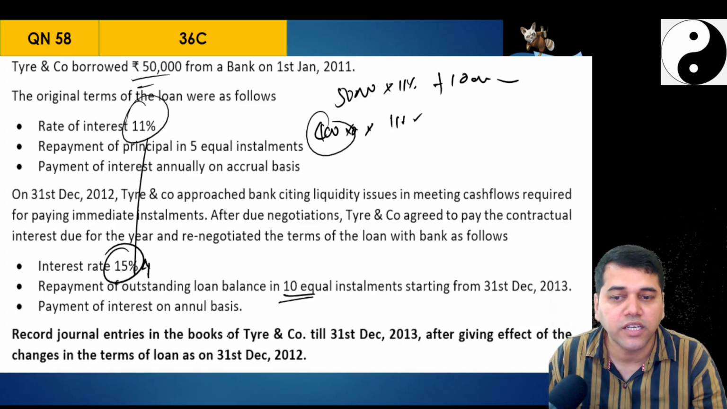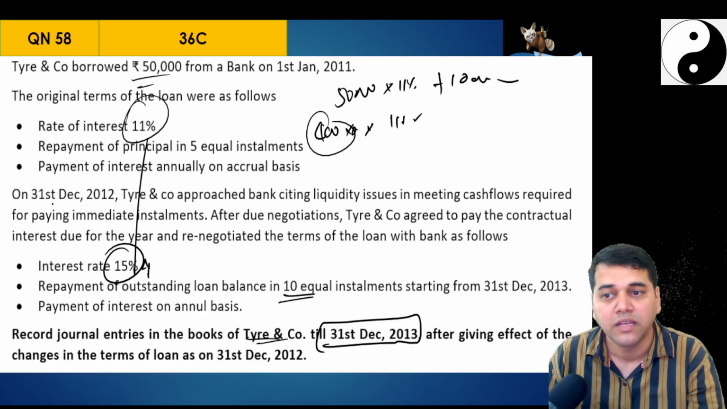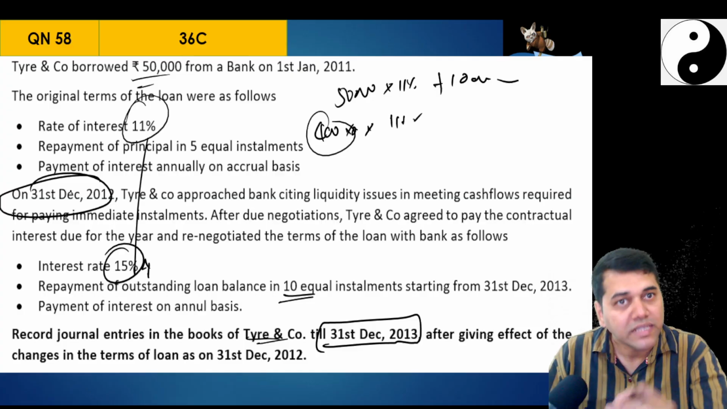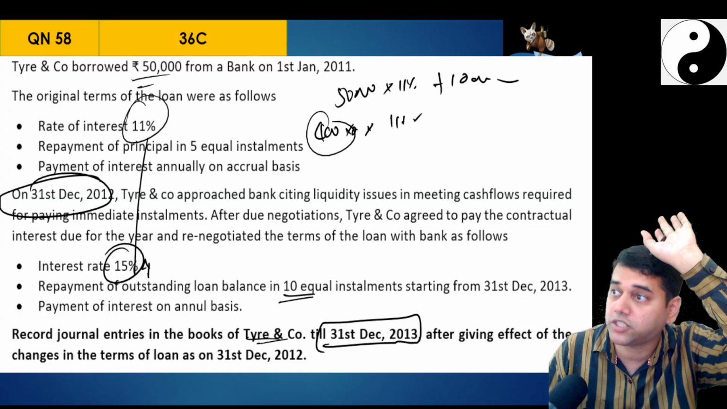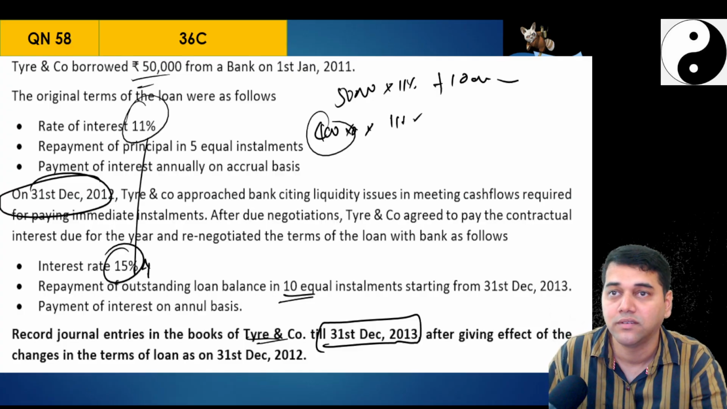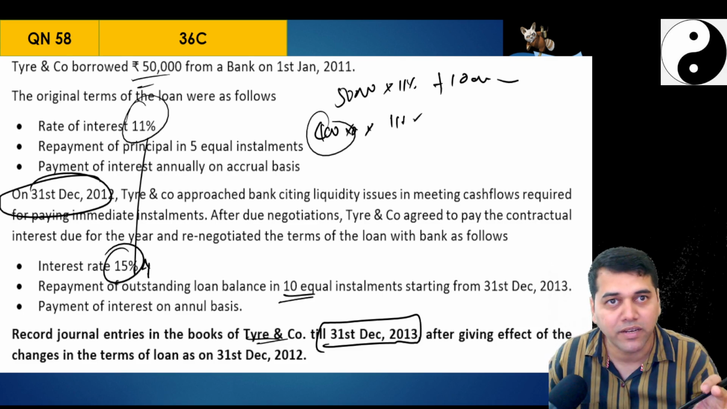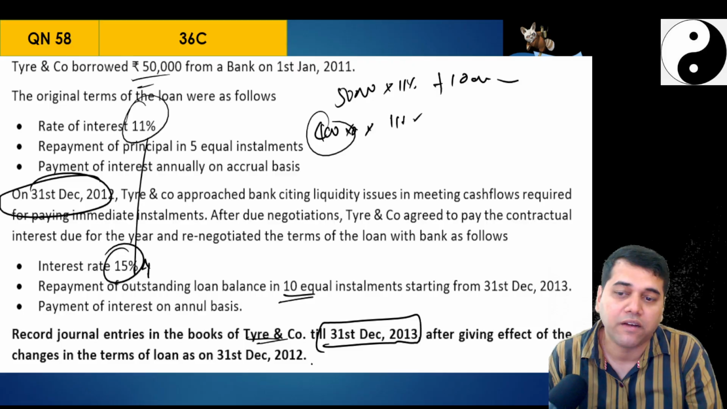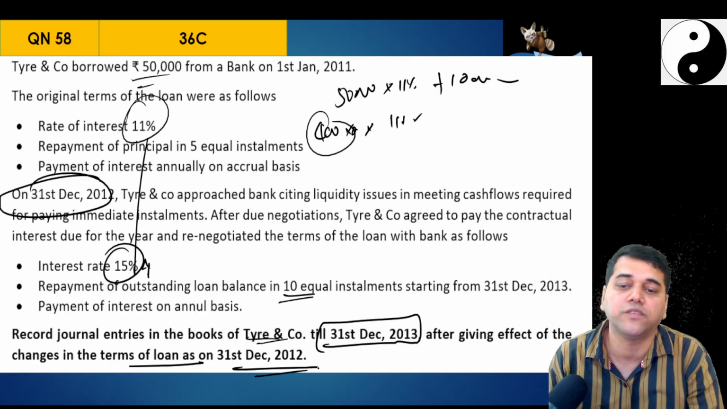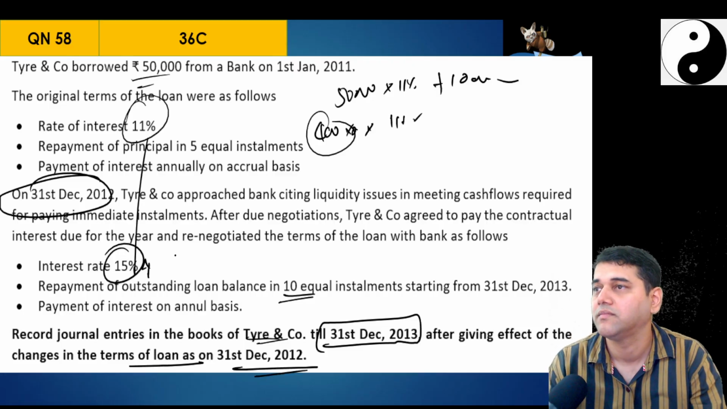Now record the journal entries in the books of Tire and Co till 31st December 2013 only. That means I renegotiated this the very next year. That's it. For the next 10 years you need not pass the entries because it's the same. No, you have to prepare one amortization schedule and then pass, after giving effect to the changes of 31st December. Right? Solution.